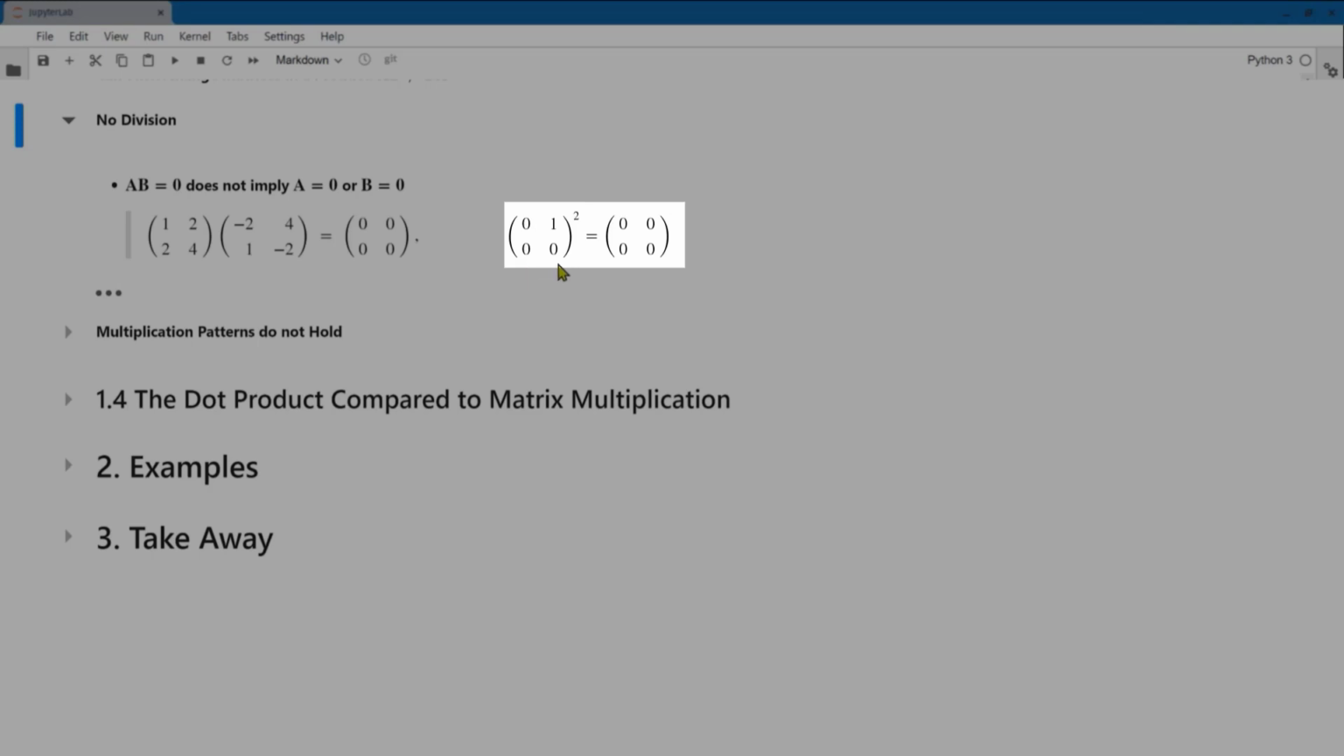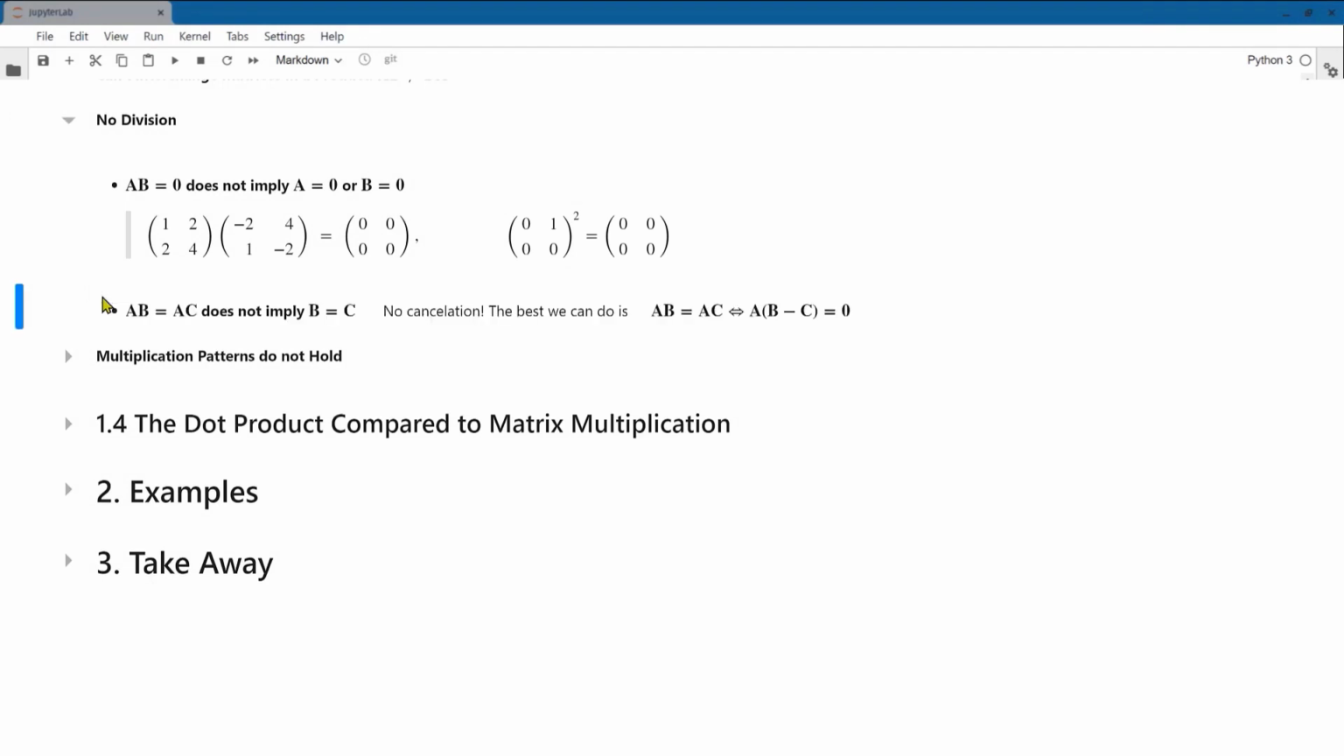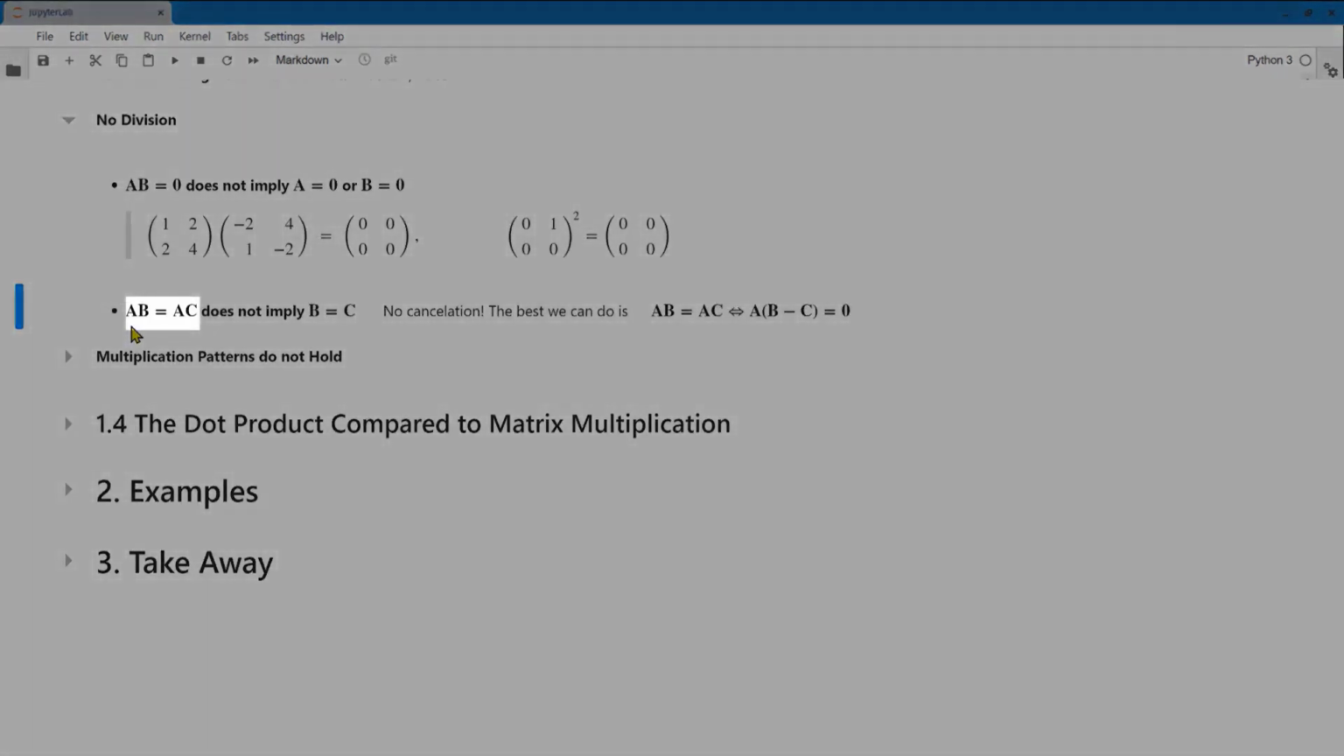Even powers of a matrix, that result doesn't hold. So here's a matrix A, it's not the zero matrix. I square it, and I get the zero matrix from that result. So we can't just cancel a matrix in an expression. Similarly, if I have AB equal to AC, again, in scalar multiplication, we might be tempted to cancel out the A and say that therefore B is equal to C. With matrices, again, that doesn't hold, since we can't cancel.